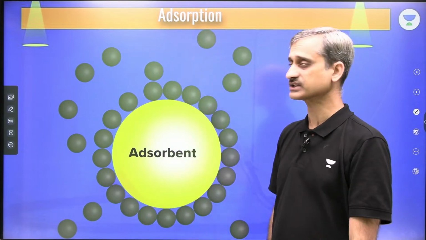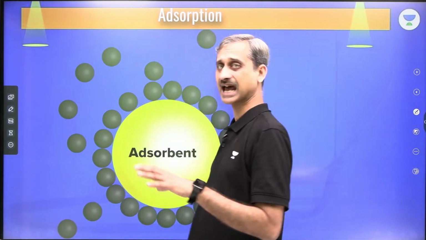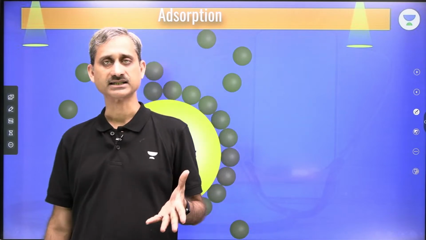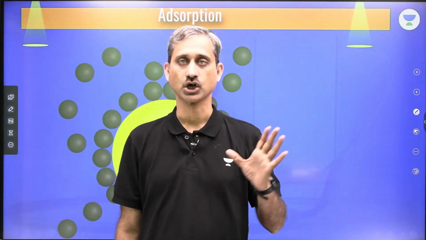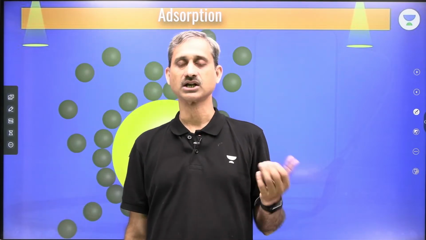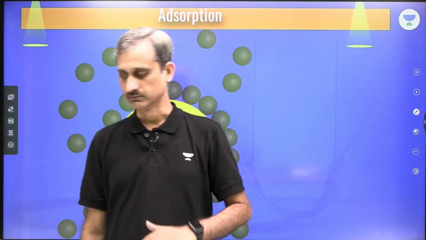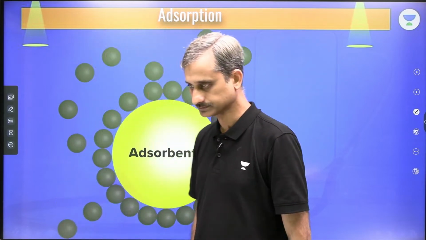Now, you need to understand a phenomenon in which adsorption and absorption both take place. It is simply termed sorption. Sorption is a combination of ad and ab. Clear?